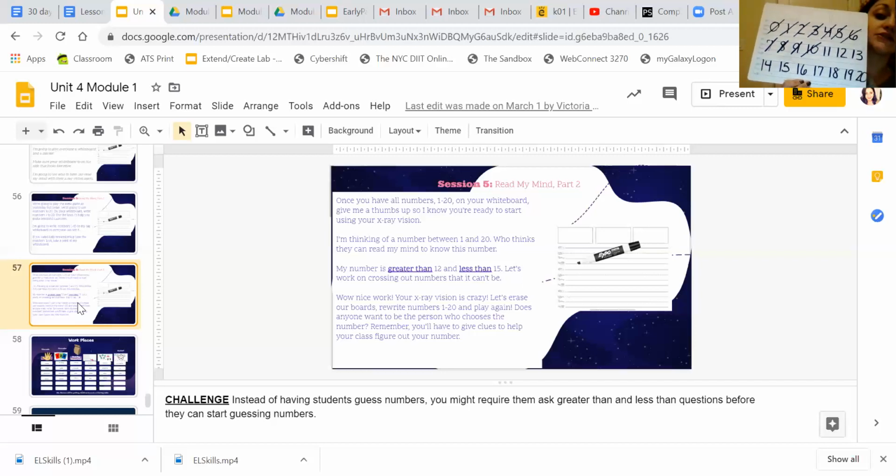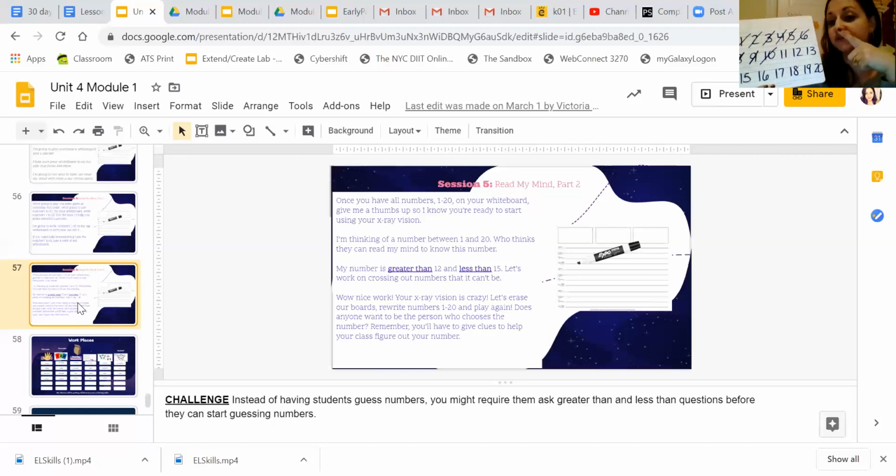So it should look like this. All of my numbers that are less than 10 are crossed out. So I should have 11, 12, 13, 14, 15, 16, 17, 18, 19, and 20. All the numbers that are greater than 10 should be on my board right now. Okay, the next clue is this number is less than 13.